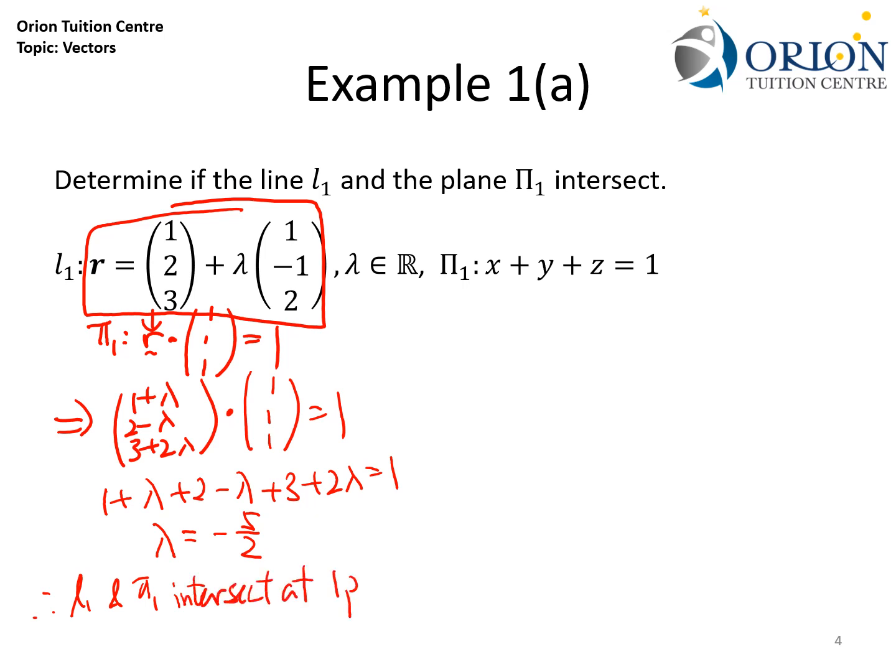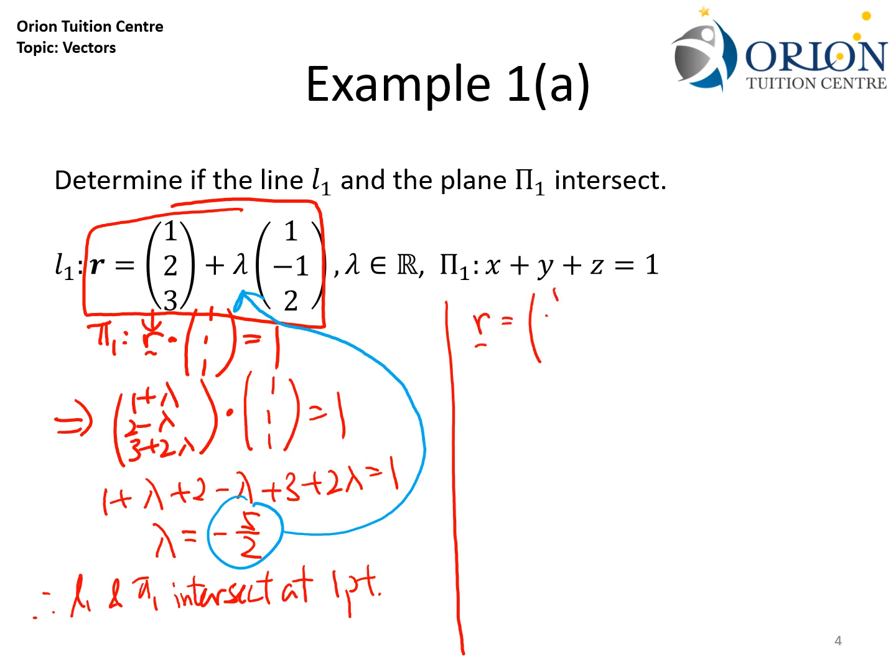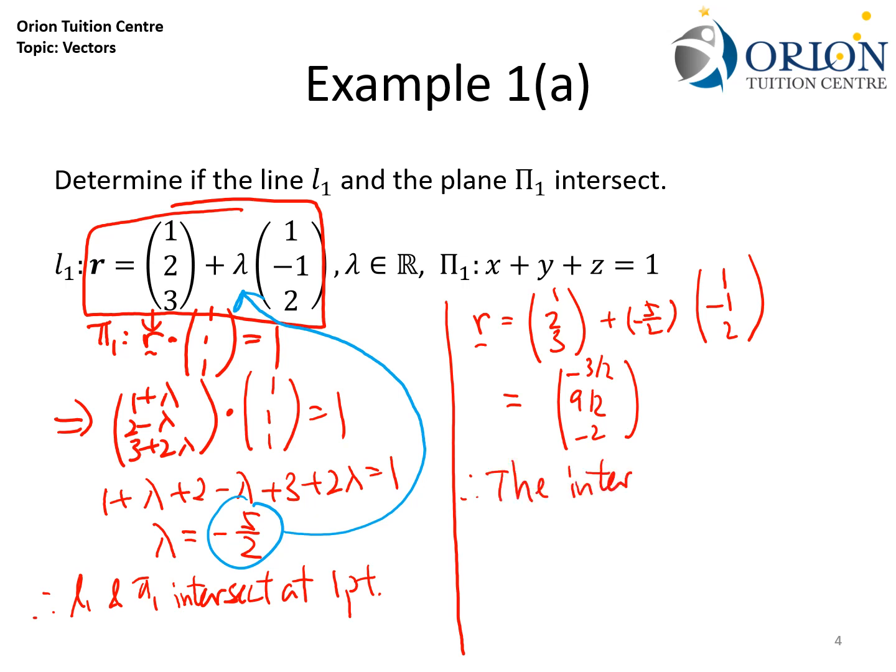L1 and pi1 intersect at one point. Now, if we are interested to find out the coordinates of this intersection point, we simply have to substitute the value of lambda into the equation of the line. So we get r equals (1, 2, 3) plus -5/2 multiplied by (1, -1, 2), and this gives us (-3/2, 9/2, -2). And we can say that the intersection point is (-3/2, 9/2, -2).